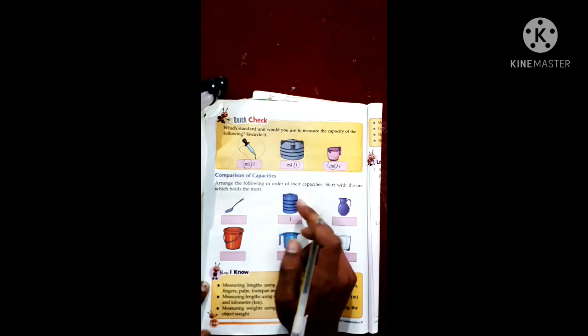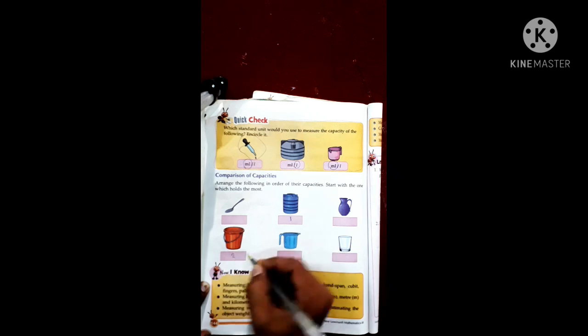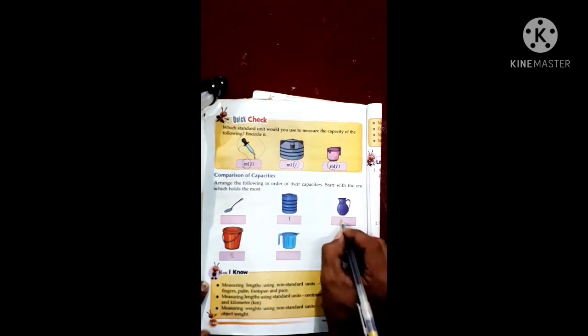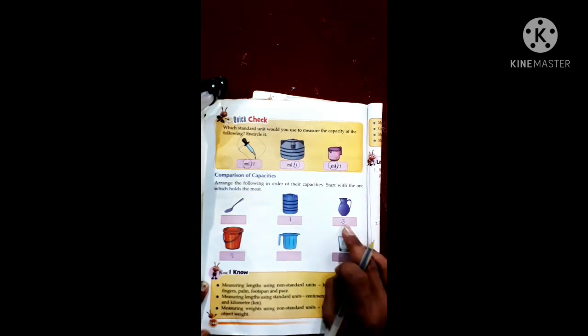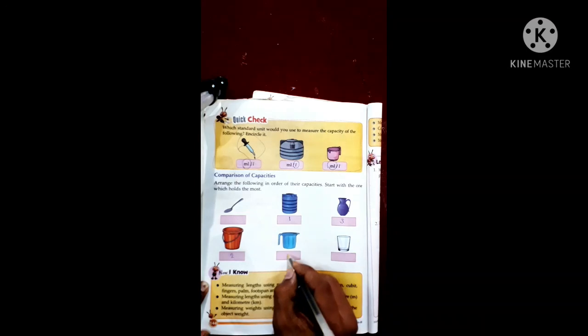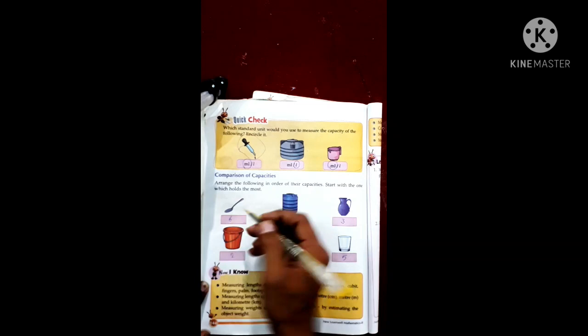Smaller than this water tank, bucket is there, so give number 2 to it. Then give number 3 to this jug; give numbers according to their size. Number 3 to jug, then number 4 to this mug, then smaller than this mug, glass is there, so give number 5 to glass and number 6 to spoon.